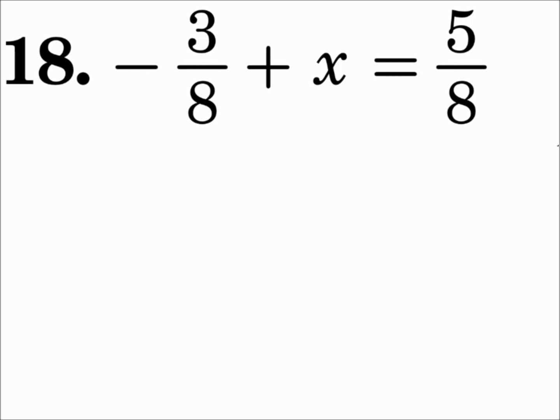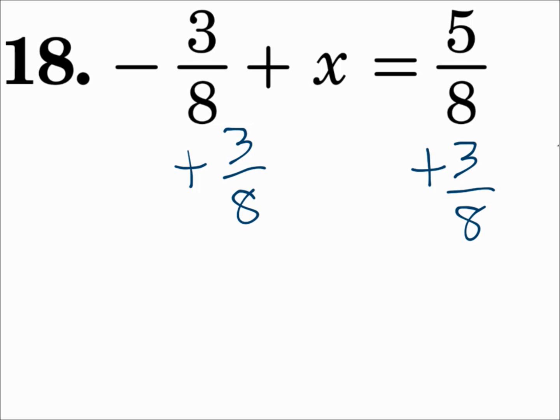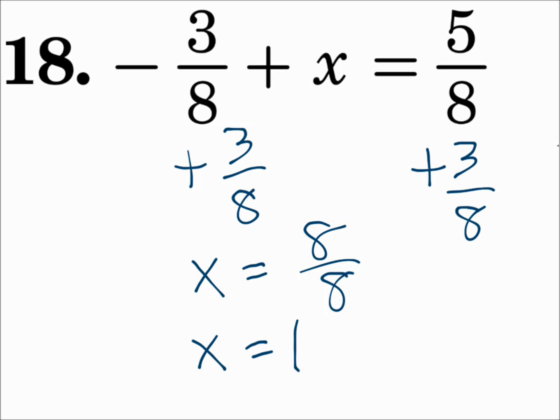Negative 3/8 plus x equals 5/8. Well, you have negative 3/8 plus x, so do the opposite of a negative 3/8 and add 3/8 to each side. Negative 3/8 plus 3/8 is 0, leaving an x. And 5/8 plus 3/8 is 8/8, which is 1.